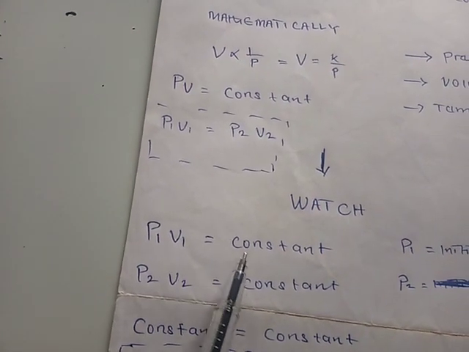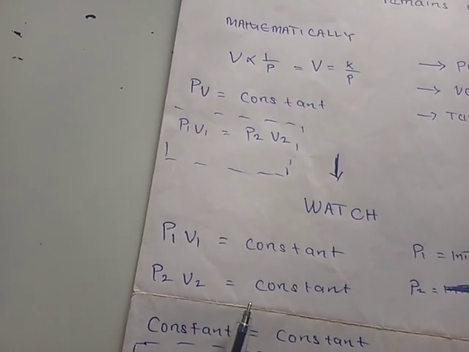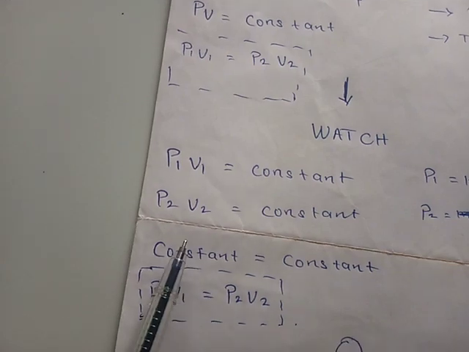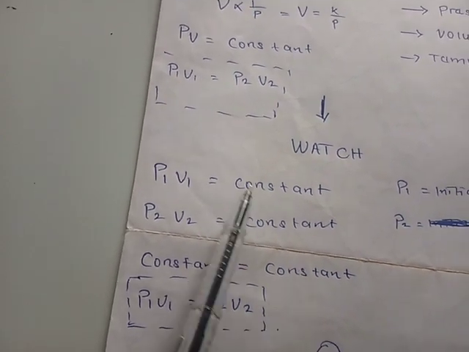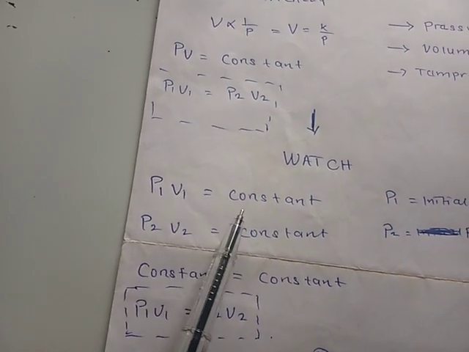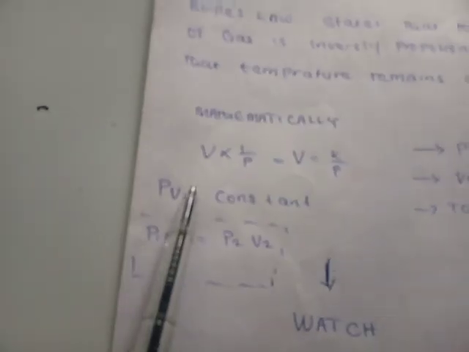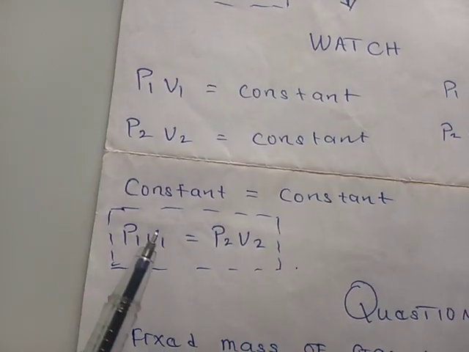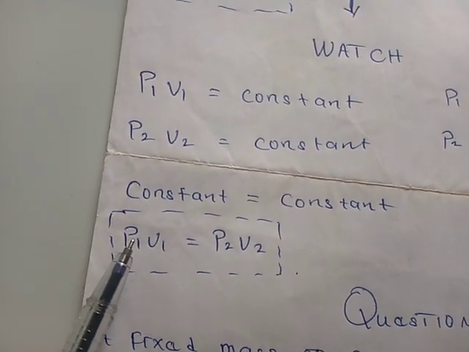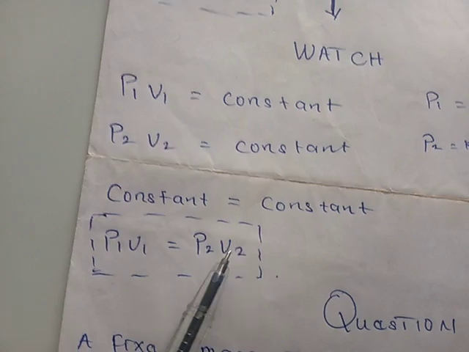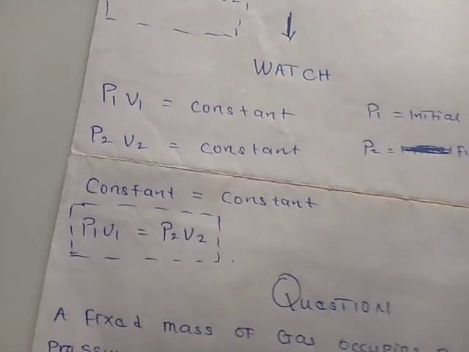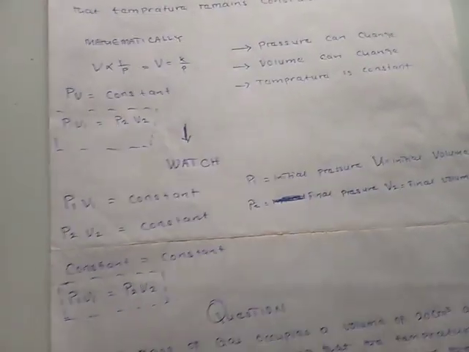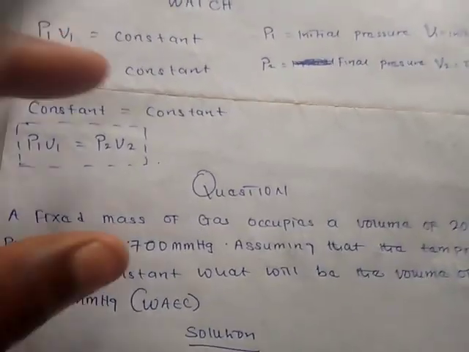So P1V1 equals constant, and P2V2 equals constant. From here, we have that PV equals constant, and constant being equal to constant, we have that P1V1 equals P2V2. I hope you have understood the relationship we did here. Let us go into the questions proper.